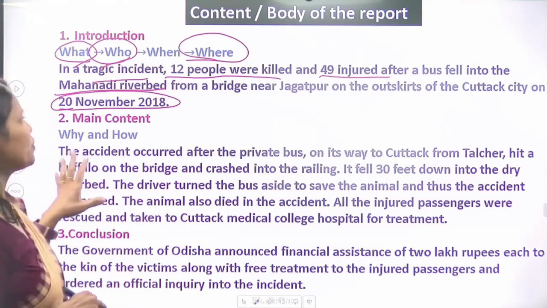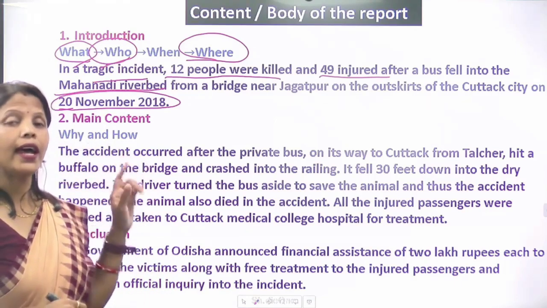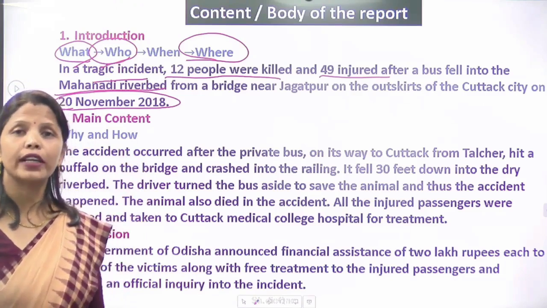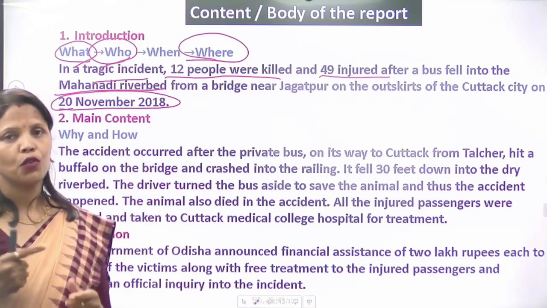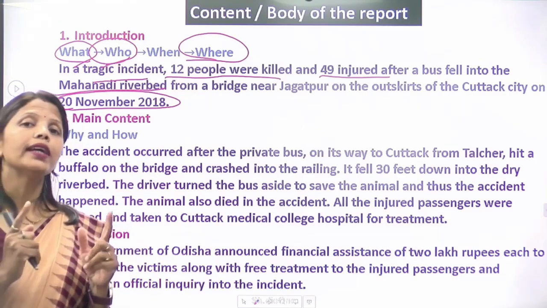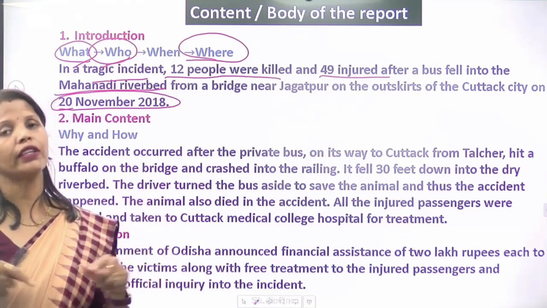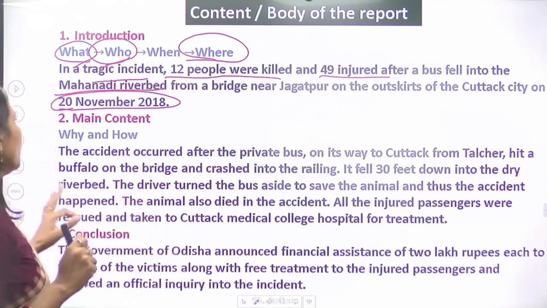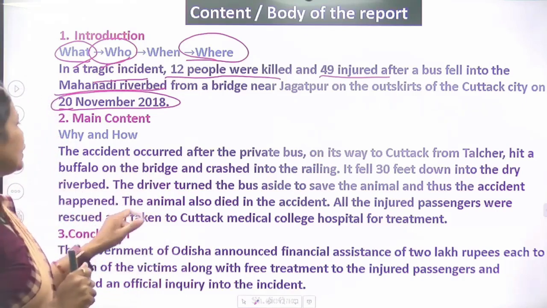Then comes your main content. And in the main content, what do we have to write? What do we have to answer? Why and how. Why did the incident happen, or how did the event happen? So let's read the main content.